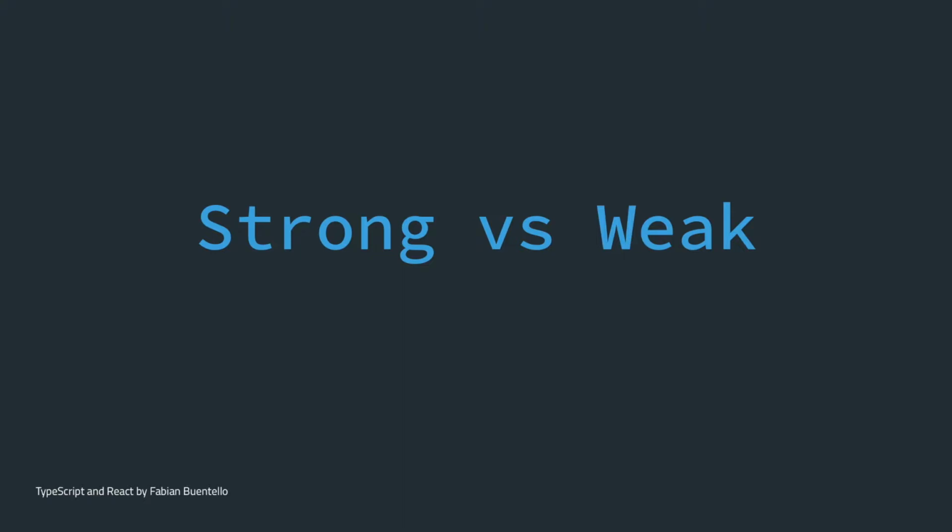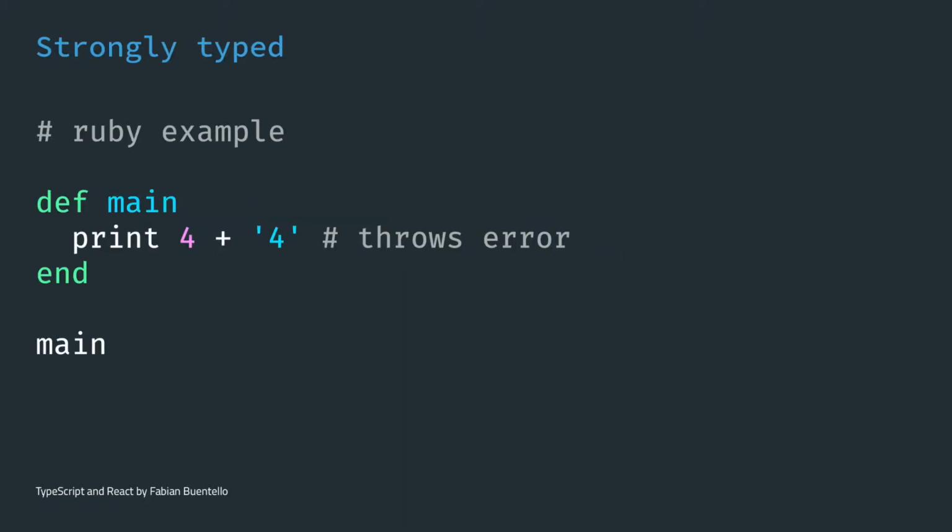So weak versus strong. Let's just go straight into an example. Ruby is a dynamic language, just as JavaScript, but is strongly typed. With Ruby, I call this main function here, and I print the number 4 plus the string 4. What does Ruby do? It throws an error at me and says, hey, I cannot convert this number 4 and the string 4 to give you an answer. So this is a strongly typed language. You do have type conflicts if you try to do things that just don't connect right.